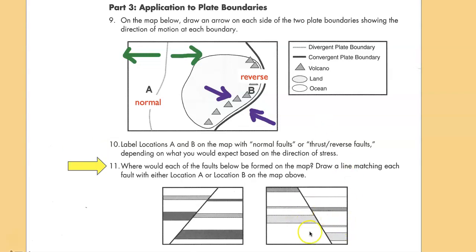Finally, it asks you to look at these diagrams and figure out which one would go with A and which one would go with B. This one, we determined above, is a reverse fault, so it should go over here at location B. This one is a normal fault, so it should go over here with location A.